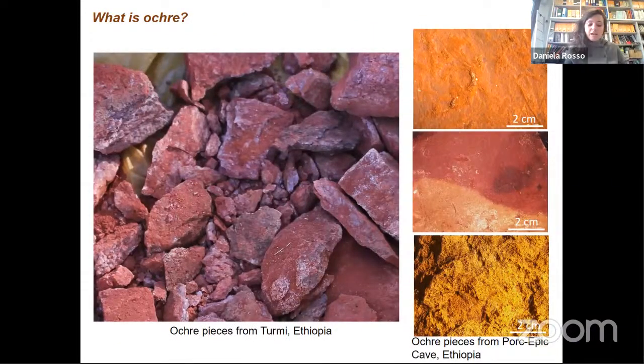The most common type of mineral pigment found in Paleolithic contexts is ochre. By ochre, we refer to a variety of rocks characterized by red or yellow colors, containing a very high proportion of iron oxides. Yellow ochres usually derive their color from goethite, while red ochres generally derive their color from hematite, and often contain other components such as quartz, clays, or even feldspars.